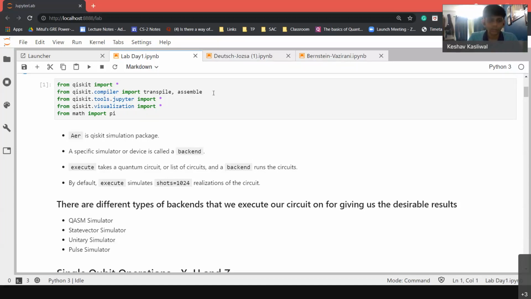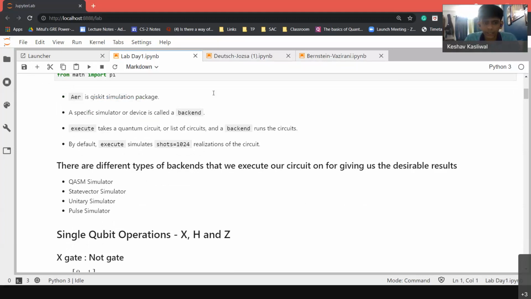There are four different types of simulators that we have. The first is the QASM simulator, the second is the statevector, the third is the unitary, and the fourth is the pulse simulator. We need not delve into each simulator for now. This is entirely for your information. As I execute the circuits, you'll get to know what these mean.